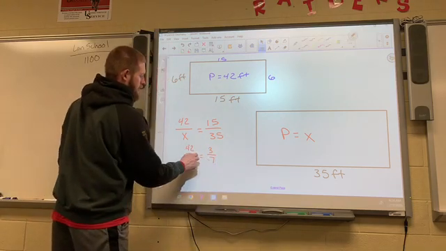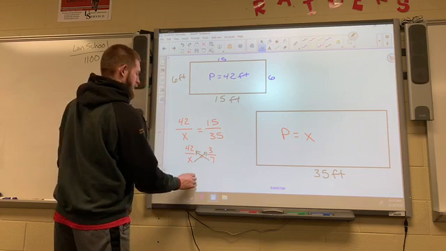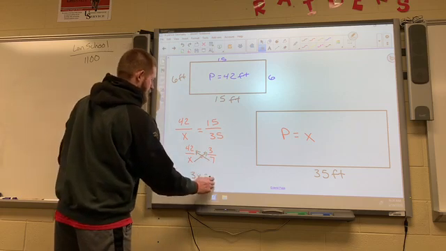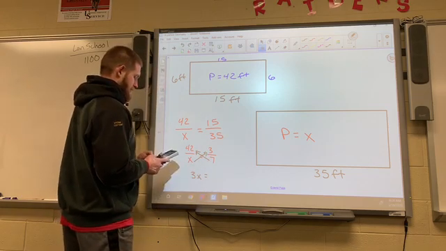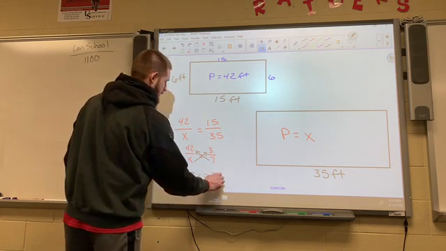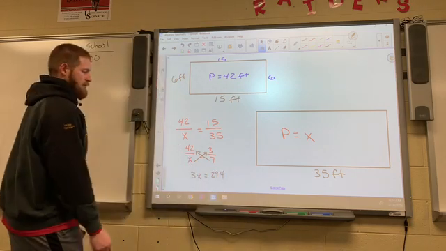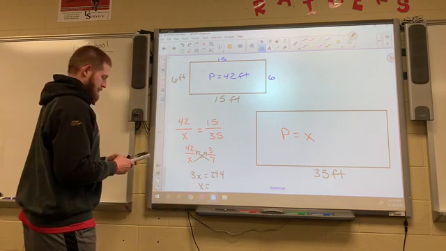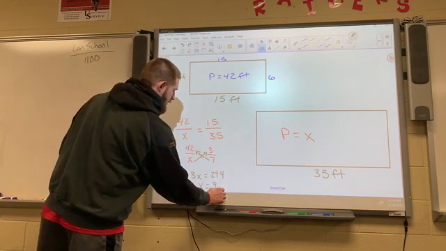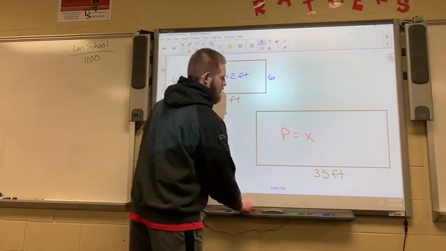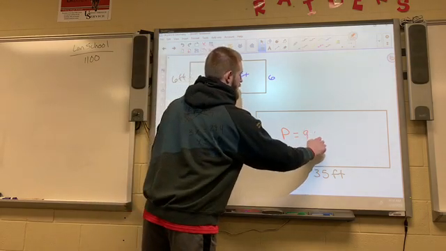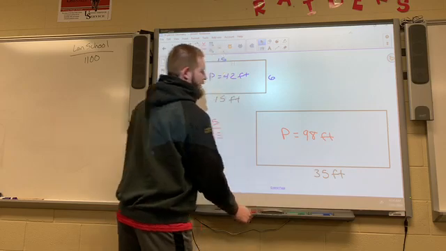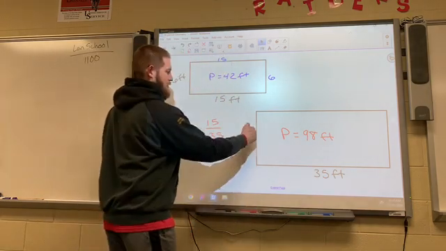So now we're going to go ahead and cross multiply. I have 3x equals 7 times 42 is 294. Solve that out. Divided by 3, x is 98. So now I know my perimeter is 98 feet. And I did not have to mess around and find this other side length.